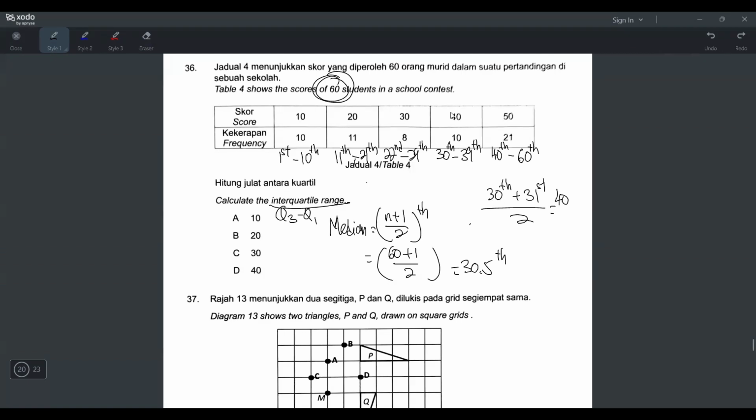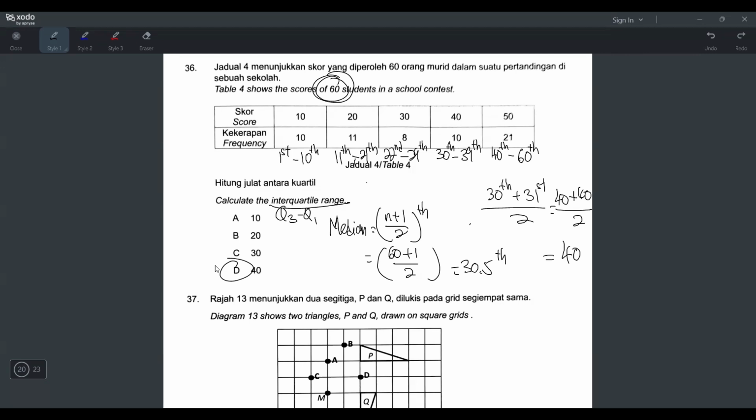So the 30th number is 40. And what about the 31st number? 40 also. And then when you take 40 plus 40 divide 2, you get 40. Because 40 plus 40, 80 ma. 80 divide 2 is 40. So the answer is D. Okay. So this is how I would do it. Okay. So 36 is D.